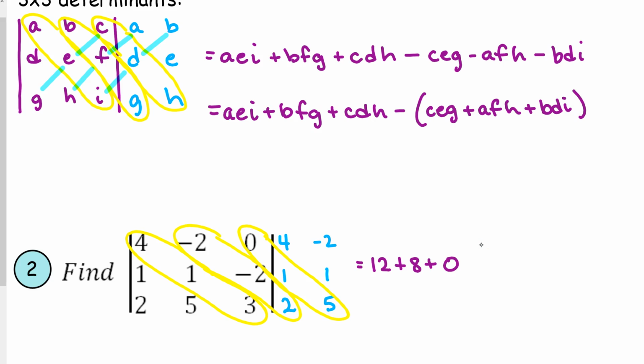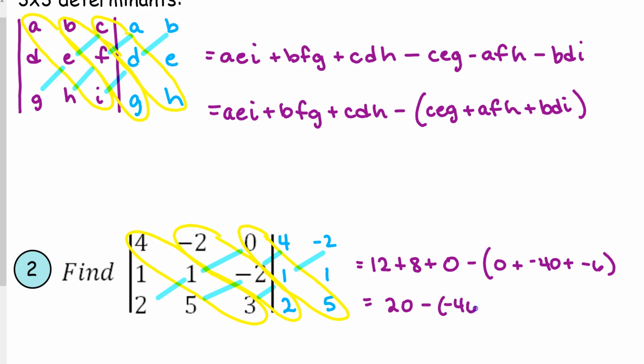I love the number 0 when it comes to matrices. It's so great. Now we're going to subtract the other 3 products. So we would have 0, 1, and 2. We would have 4, -2, and 5. We would have -2, 1, and 3. So that would be 0 plus -40 plus -6. So we have 20 minus -46. So that gives us 66. That's the determinant of that matrix.